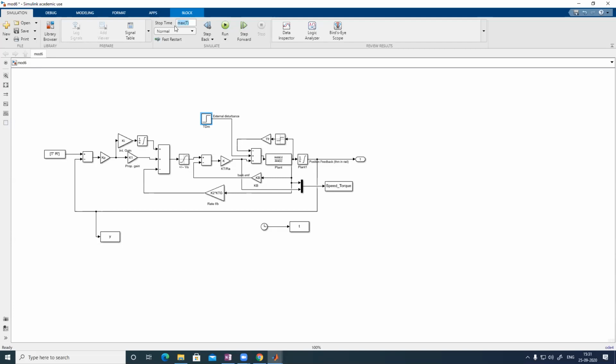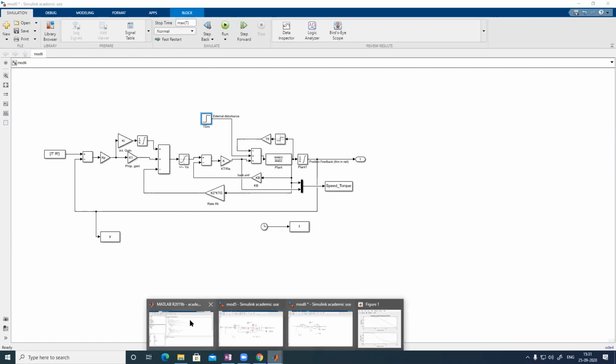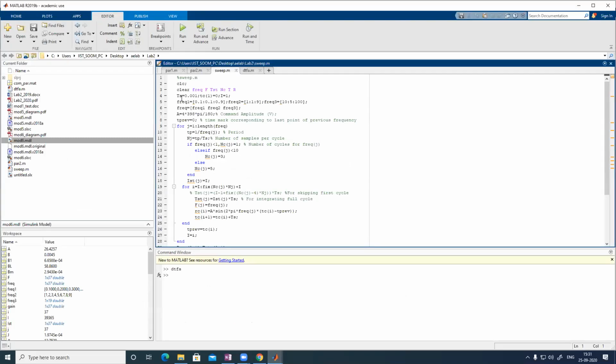The max of T you have to give, otherwise so many errors will come. And here also, the configuration parameter you have to set to fixed step and 0.001, because you are using a sinusoidal sweep of 0.001 only. If this is not matching, some error will come. So be careful about those things, and you have to give apply A is equal to this one only.